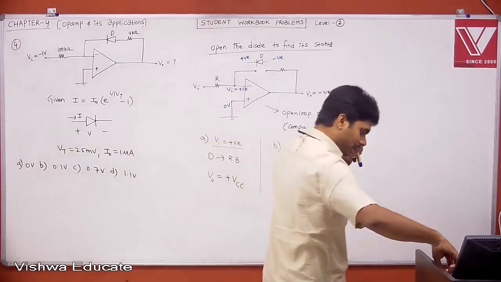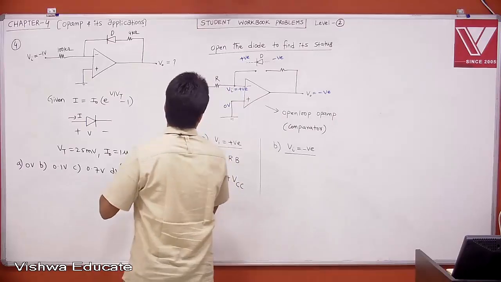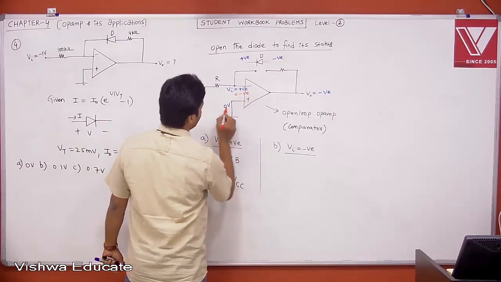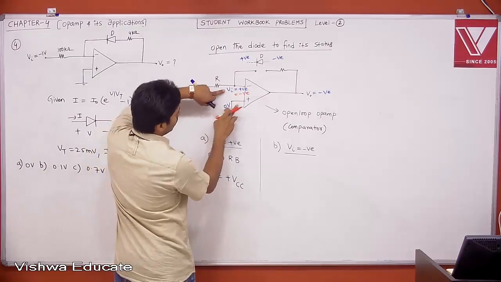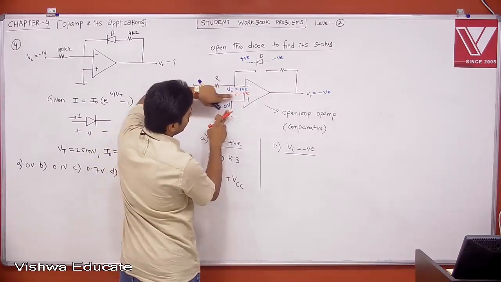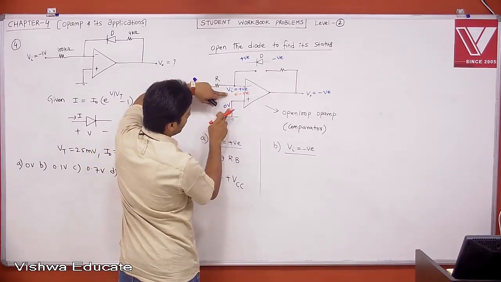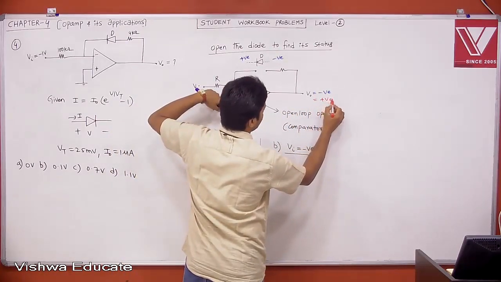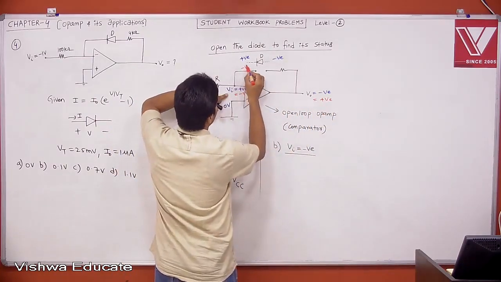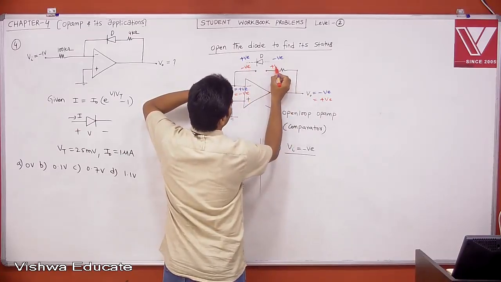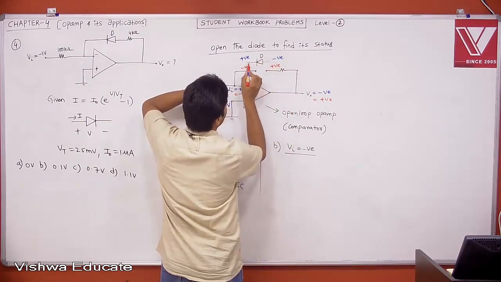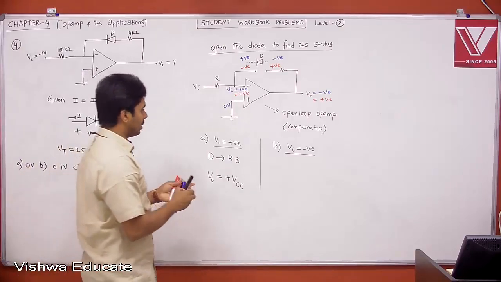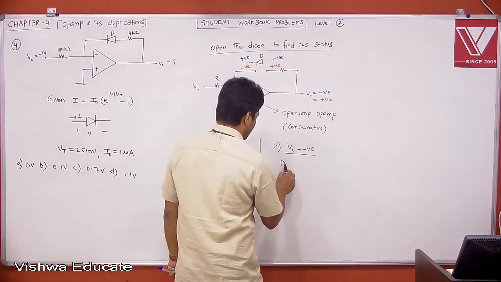Now, when Vi is negative, let me use a different color. Therefore, this is negative. When this is negative, this is 0. Which is more? Plus is 0, minus is negative. Which is more? Plus is more than plus VCC, which is positive. Therefore, this is negative, this is positive. Then P is connected to positive, N is connected to negative. Your diode is in forward bias.